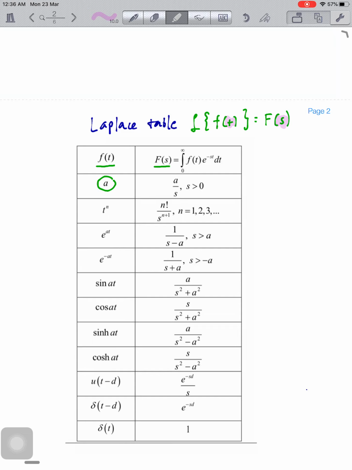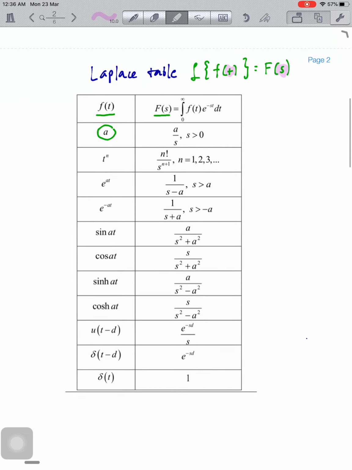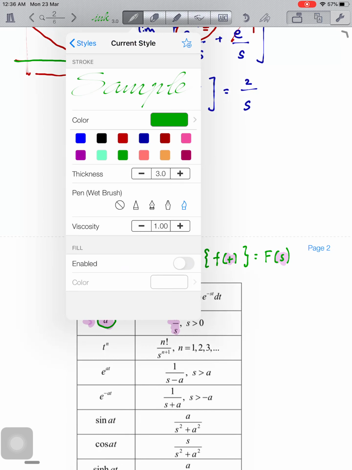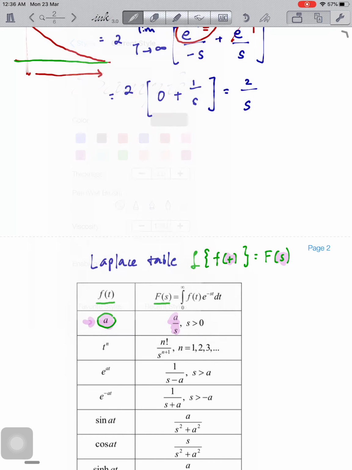Okay, so there are a couple of types of functions that you can Laplace transform. The first one is when you have a constant. That a over here is a constant, and according to the table, when you Laplace a constant a, the outcome is going to be a over s. So this is what happened over here. Let me write it here: when you Laplace a constant a, that is going to equal a over s. Which is why when I Laplace the constant 2 just now, the outcome is 2 over s.